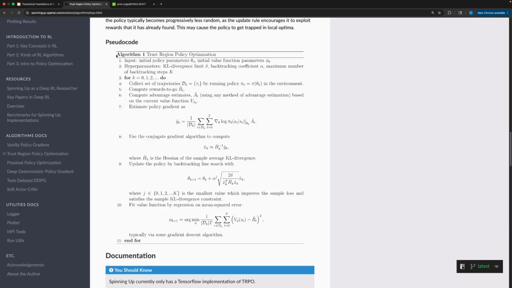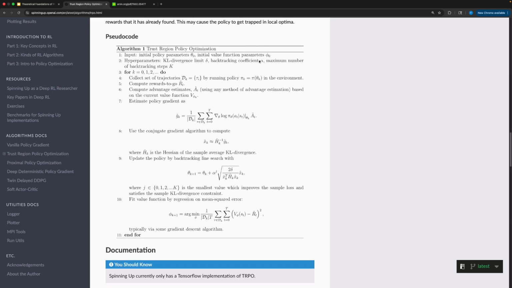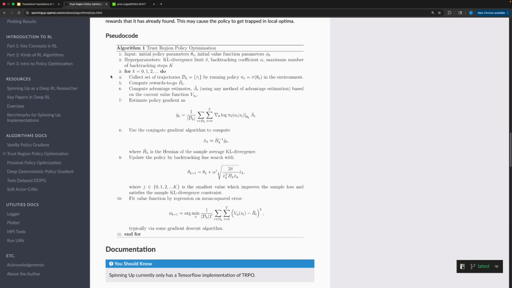So finally, let's look at the pseudocode of the TRPO algorithm. You initialize the policy parameters theta_0 and the initial value function parameters phi_0. So there are two sets of parameters, for parameterizing the policy and the value function, and you define various parameters like the KL divergence limit delta, backtracking coefficient alpha, and the maximum number of backtracking steps K. So this is an iterative algorithm where at each iteration you try to improve the policy.